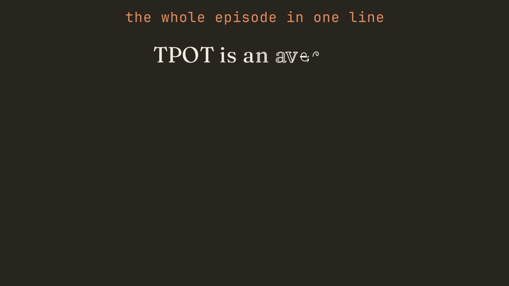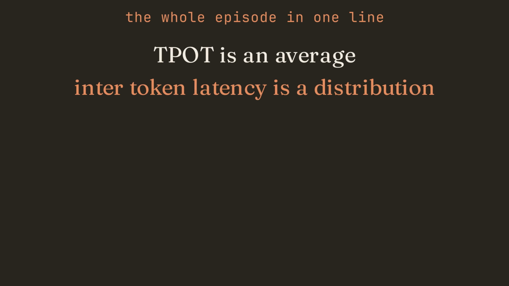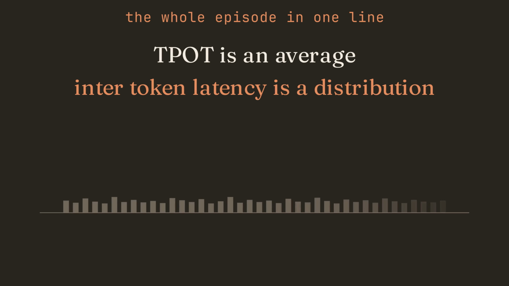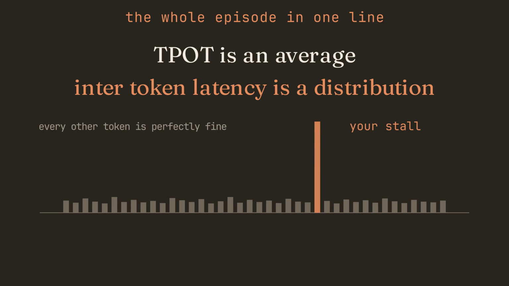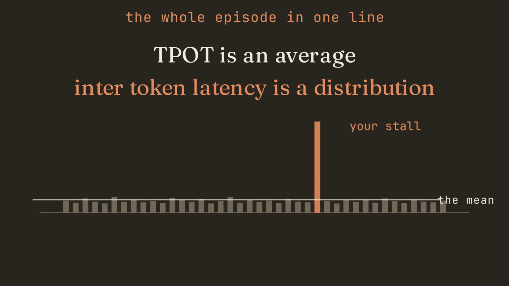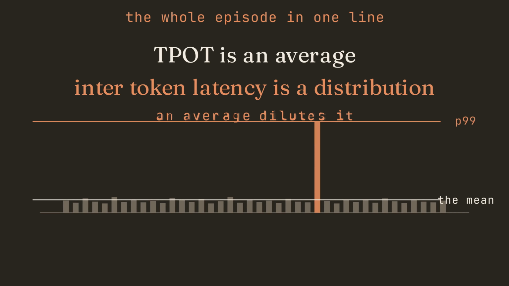So here's the whole episode in 1 line. TPOT is an average. Inter-token latency is a distribution. And a stall, the moment your user's screen freezes in the middle of a sentence, is a tail event, which means it happens to some of your tokens some of the time, while all the rest of them are perfectly fine. So what does an average do to a tail event? It dilutes it. That's the whole job of an average, right? Which means your stall is invisible at the mean and completely obvious at the 99th percentile.